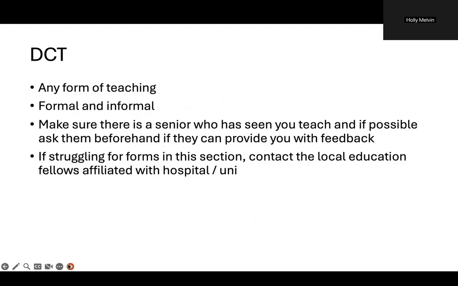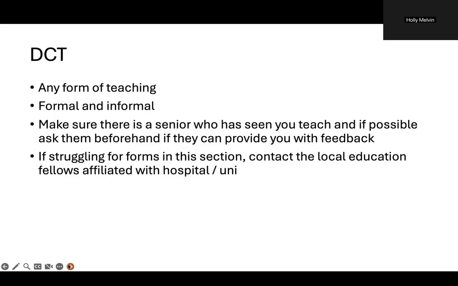So a DCT is basically developing the clinical teacher. It's any teaching that you do. It can be formal teaching organized by the university or your education department, or it can be informal teaching that you do with students on a ward round. You need to make sure there's a senior who's seeing you teach, and try and get them to agree to give you feedback beforehand.